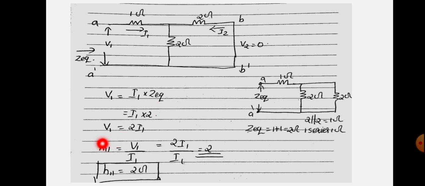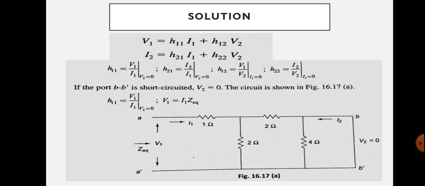So you want to find out the equation for H11. H11 equal to V1 by I1. So instead of V1, you can substitute this value. So you will get a 2. So H11 will be equal to 2 ohm. You know that H11 equation is voltage by current. So its unit will be ohm. Next, what is the quantity? By short circuiting the terminal V2, you will get what quantity? H21. That is H21 equal to I2 by I1.